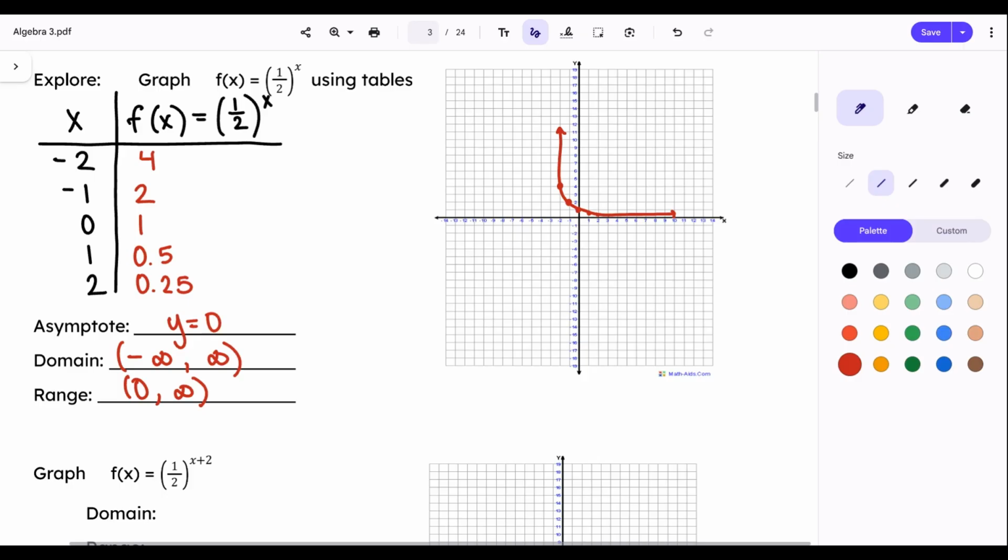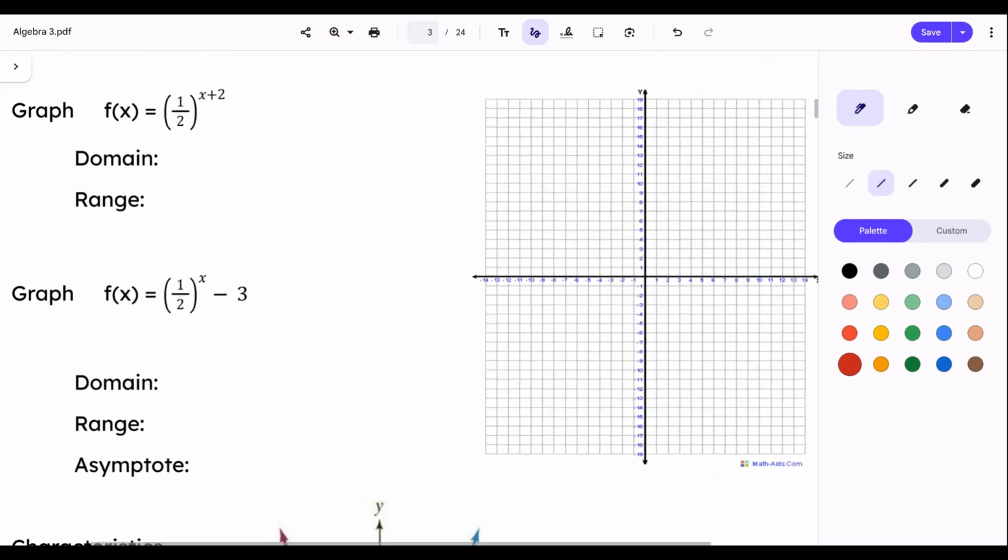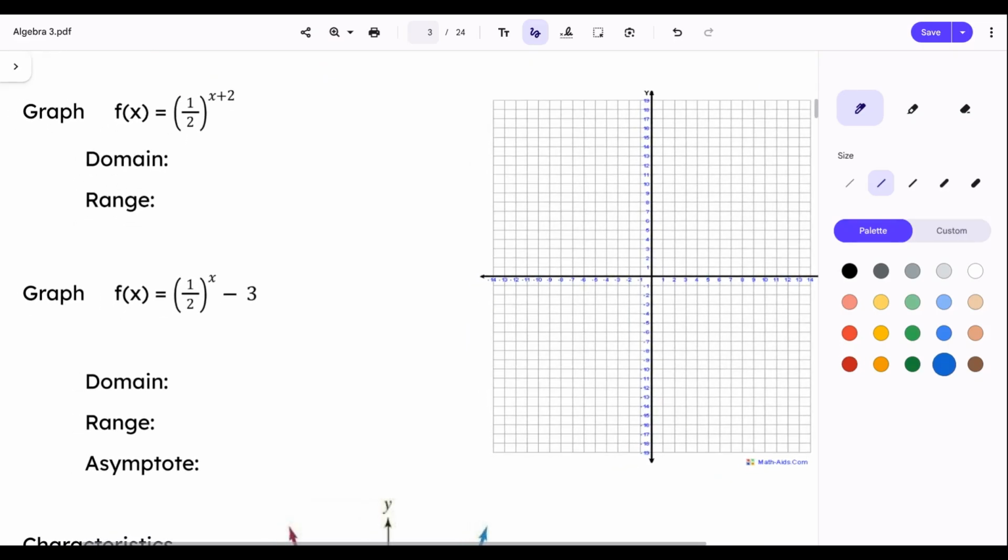Now, let's talk about what happens when we start to do some transformations. Okay, so we're still using this as our parent graph. What would be happening down here on this first one? What is this plus 2 going to make it do? Yeah, it's going to make it go left 2. So all those points that I had earlier, like negative 2, 4, are going to go left 2. So now I'm at negative 4, 4. And then negative 1, 2 is going to go to negative 3, 2. And it's going to keep doing that.